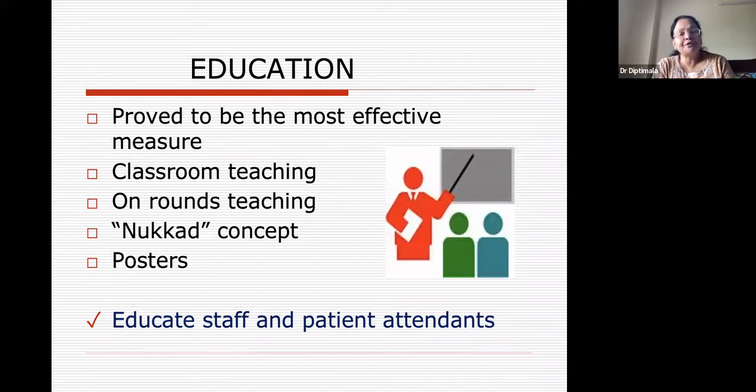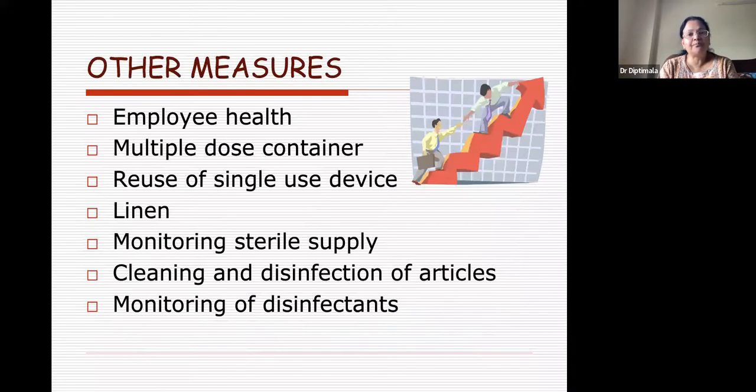So when we talk of infection control practices, education has proved to be the most effective measure. It can be in the form of classroom teaching, while taking morning rounds, the major rounds, Nukkad concept, posters, and educate the staff and relatives of the patient too.